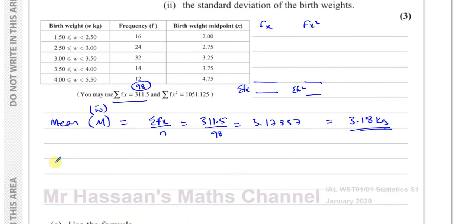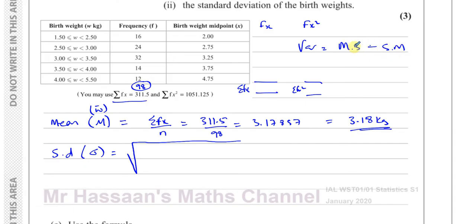And the standard deviation, which is given the symbol sigma, is equal to the square root of the variance. Now the variance is given by the mean of the squares minus the square of the mean. The mean of the squares is basically the sum of fx squared divided by the number of entries. So it's the sum of fx squared divided by the number of entries minus the mean squared.